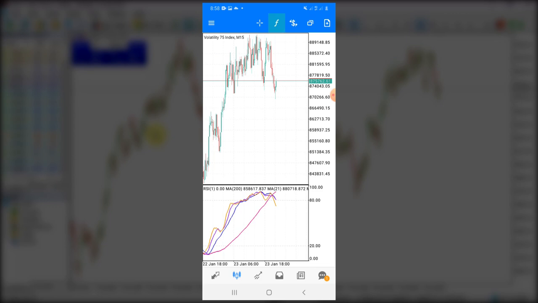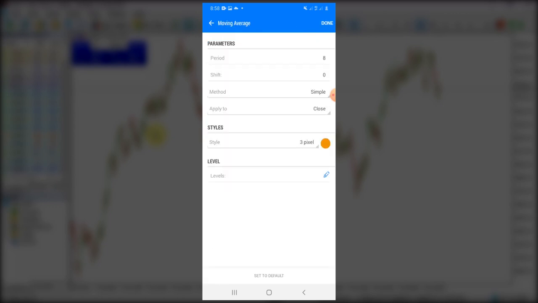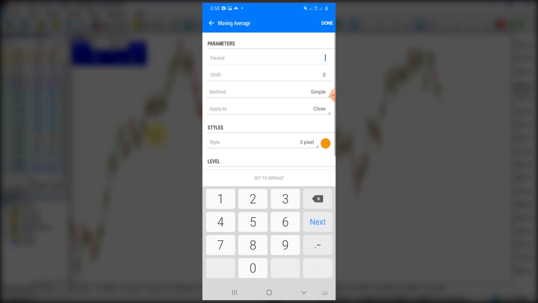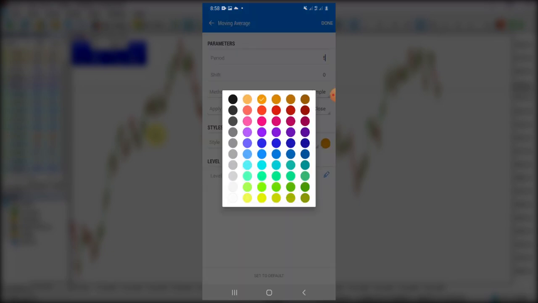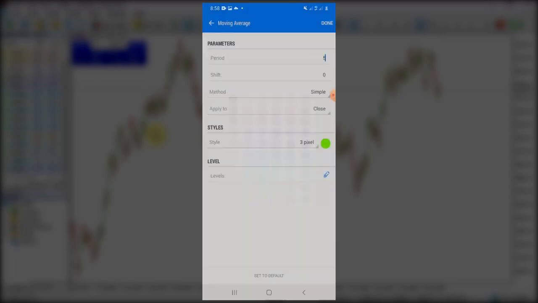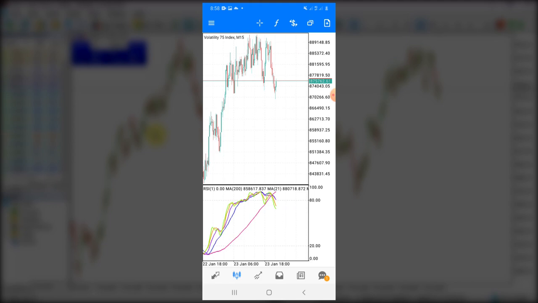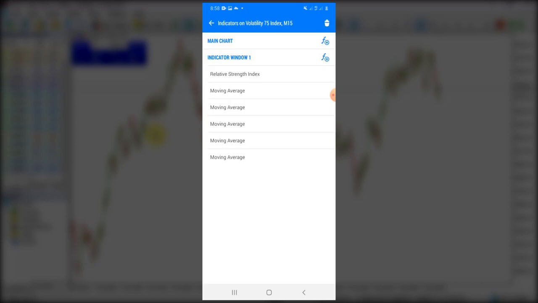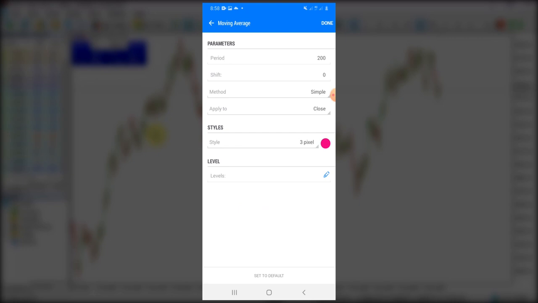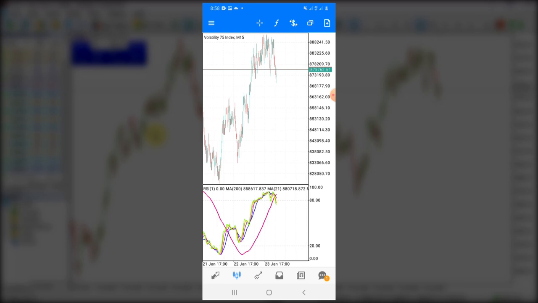Then let's add the last one, which is moving average period 5, and change the color to something like green. And let's change also, guys, the pixel of the 200 period, so that it can be bigger than all of them, because it is the most important one when it comes to this strategy.